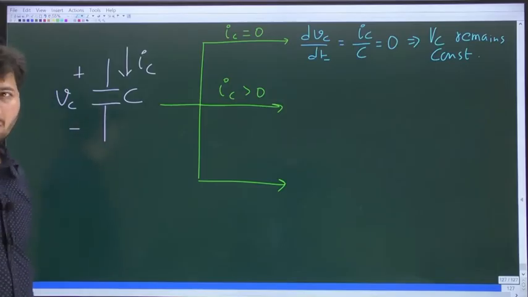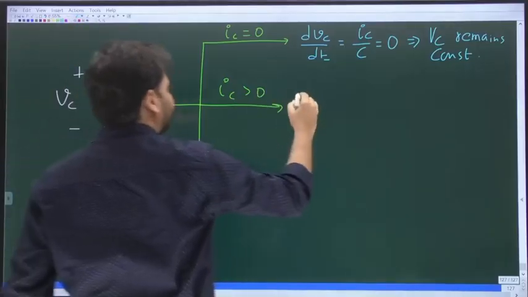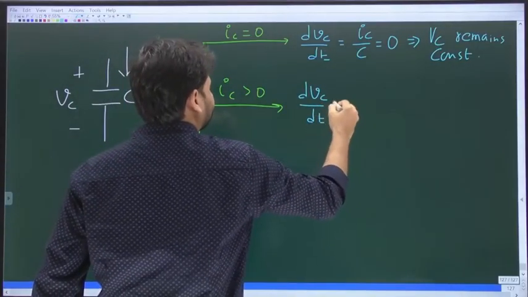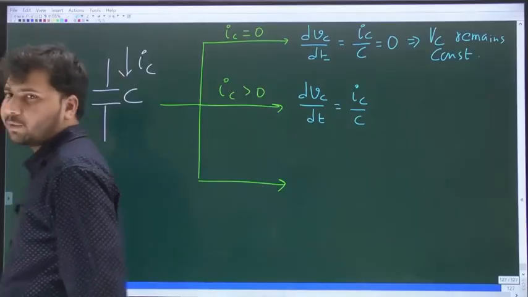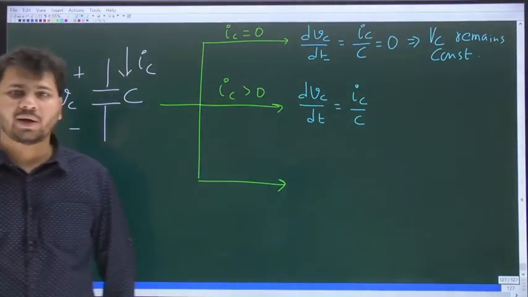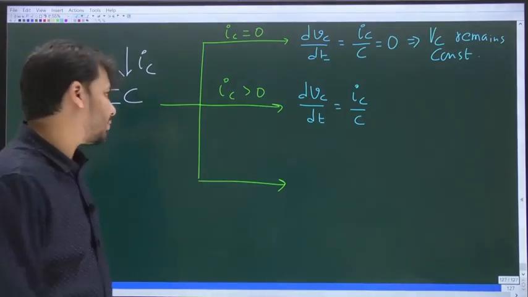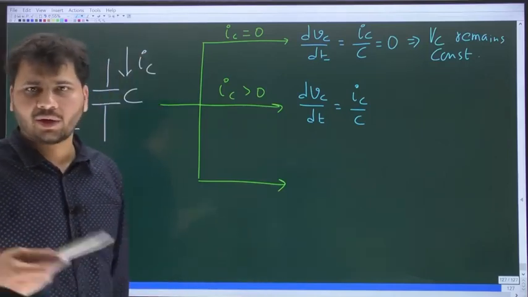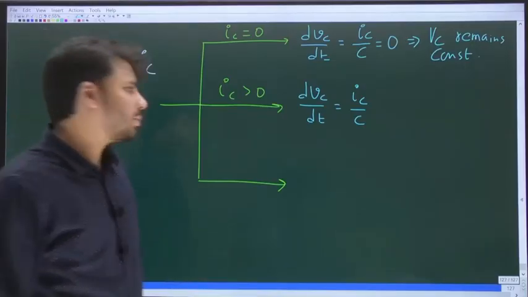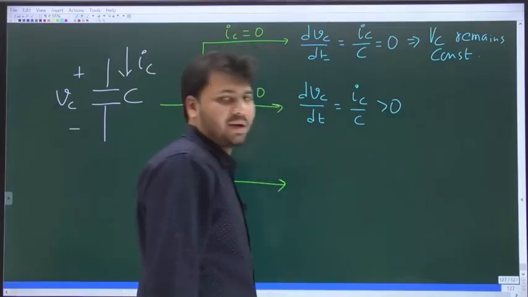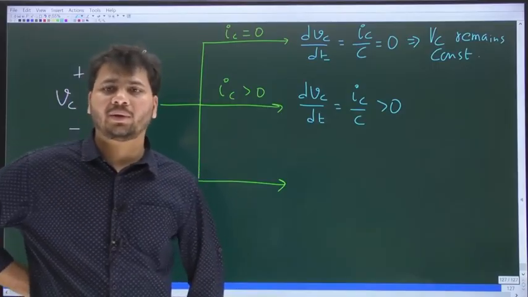If you have a positive current flowing from plus to minus, what about dVc by dt in this case? Always dVc by dt is IC divided by C. And in the second case, IC is greater than 0, that is positive. IC positive, the capacitance of any parallel plate capacitor is also positive. IC positive, C positive, IC by C is also positive. That means dVc by dt is positive.